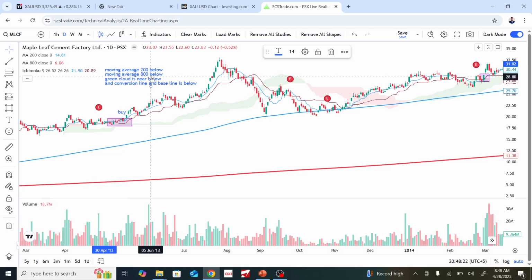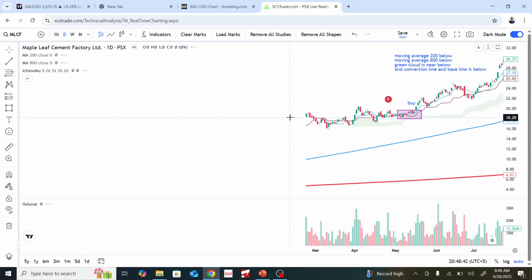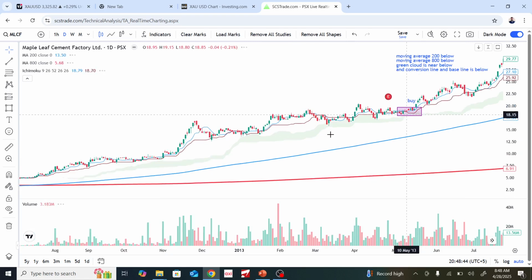And if that is above, like if I write above instead of below, then it is a sell signal. If I write above instead of this word below, then this is for the sell setup. So that was a perfect buy signal setup.